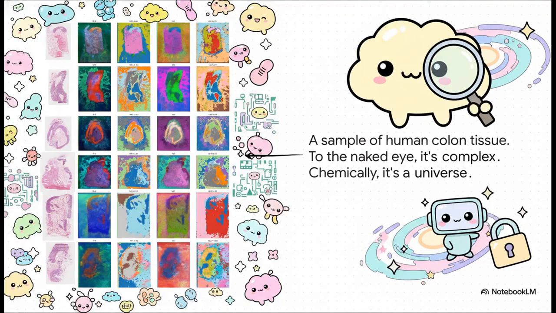Okay, take a look at this right here. This is a little slice of human colon tissue. Visually, yeah, you can see some different structures. But chemically, oh man, this tiny little piece contains an entire universe of information about our metabolism. The real key, though, is figuring out how to unlock it.